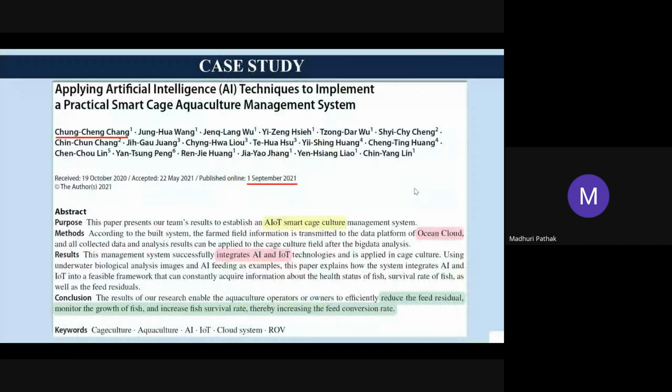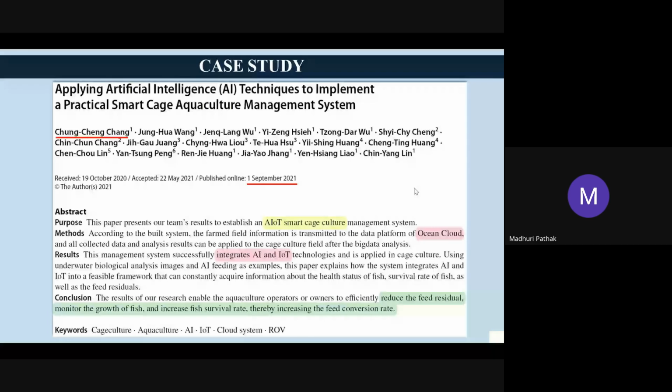So these are some of the case studies where artificial intelligence is applied to implement practical smart cage aquaculture management systems. In the case of China, they are doing the work to establish an artificial intelligence smart cage culture management system. According to the built system, the farmed field information is transmitted to the data platform of Ocean Cloud, and all the collected data and analysis results can be applied to the cage culture field after the big data analysis.